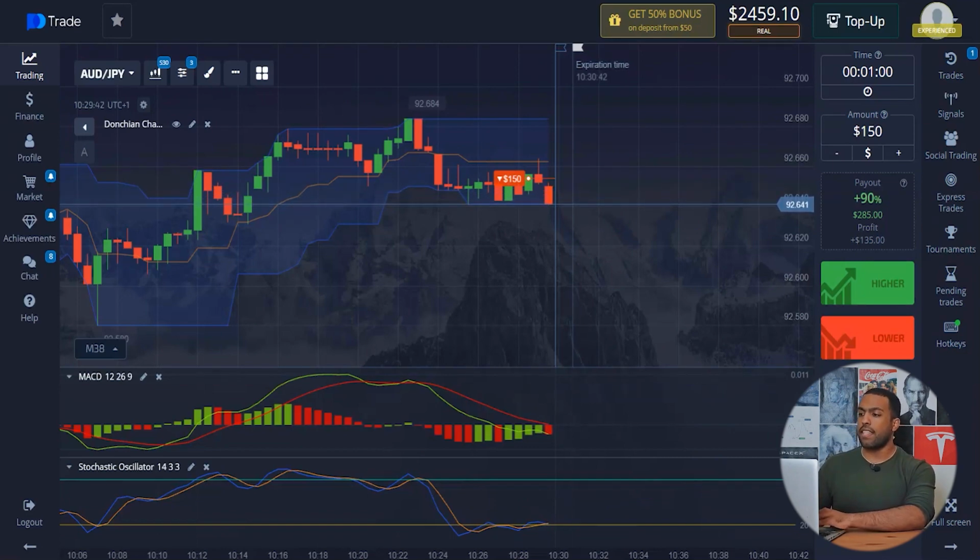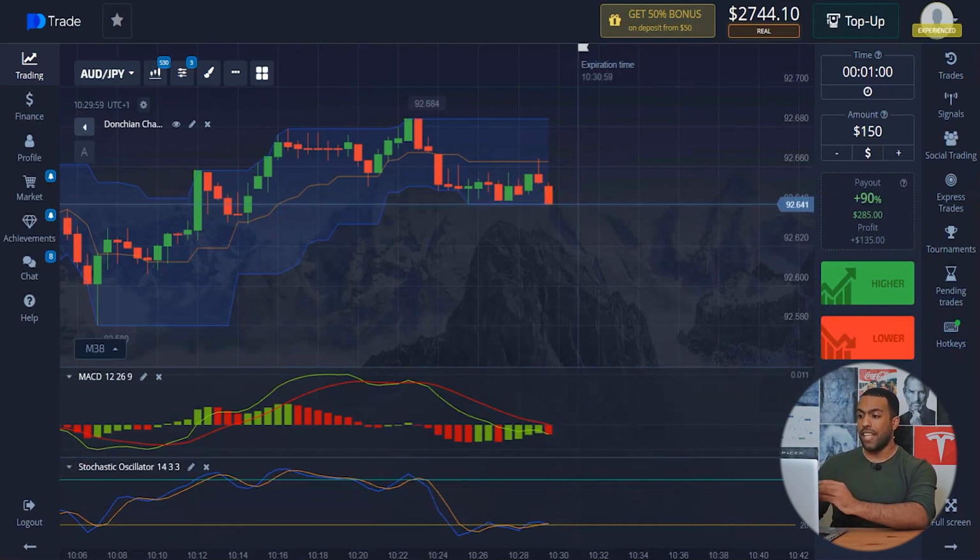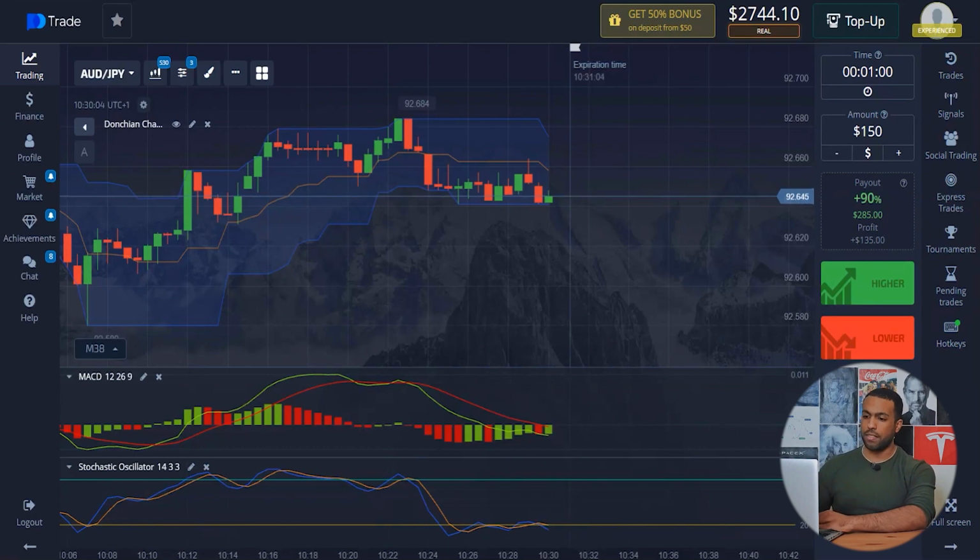30 seconds passed and the new candlestick is moving downwards. That's a good condition and a successful trade, and our trade closed the profit. We've added to our account $135. Let's move to our next trade, guys.